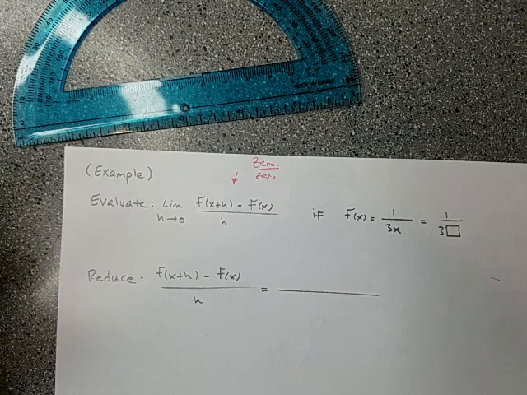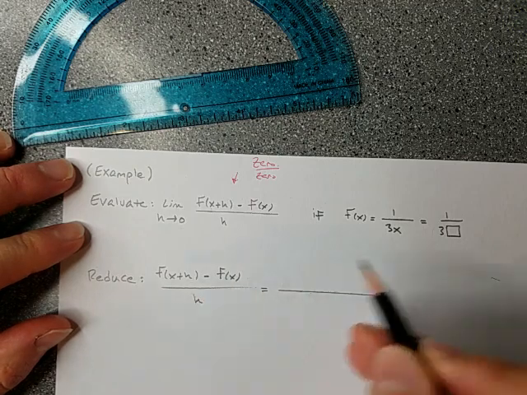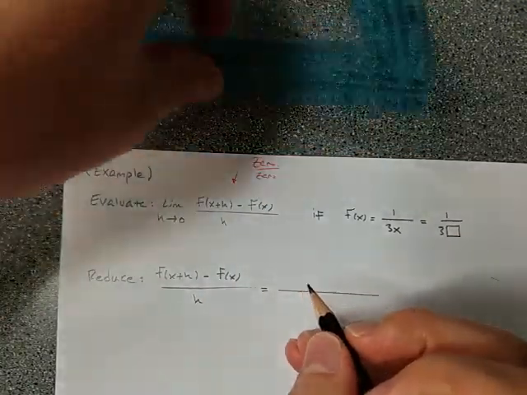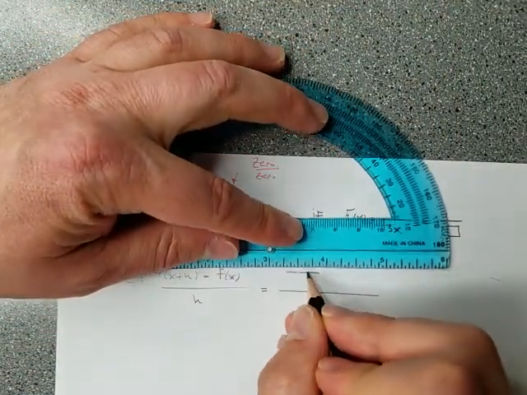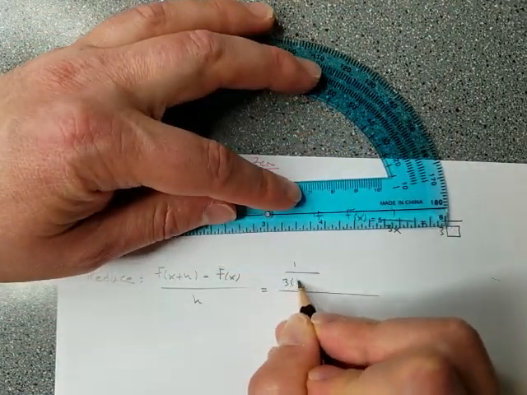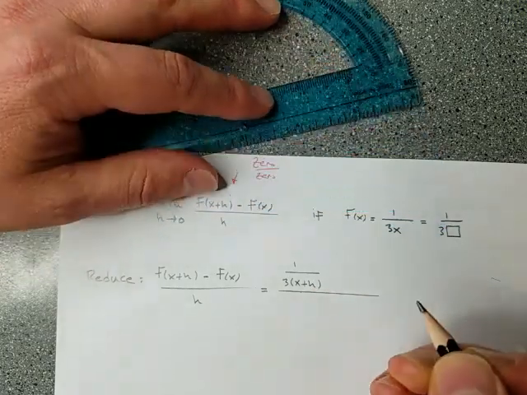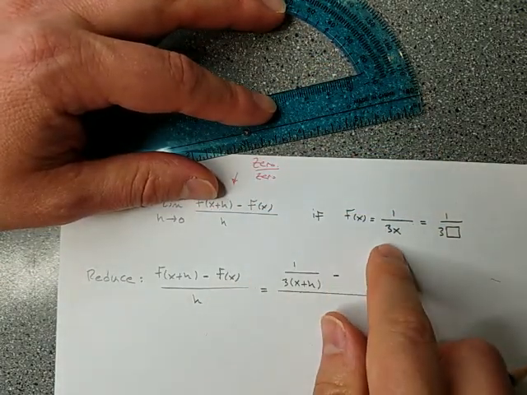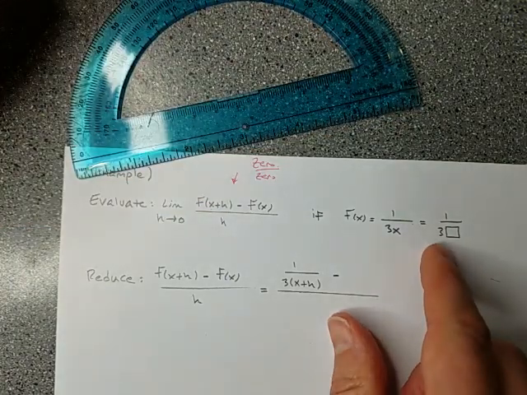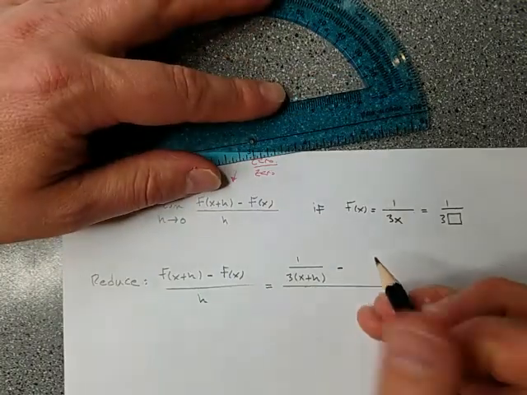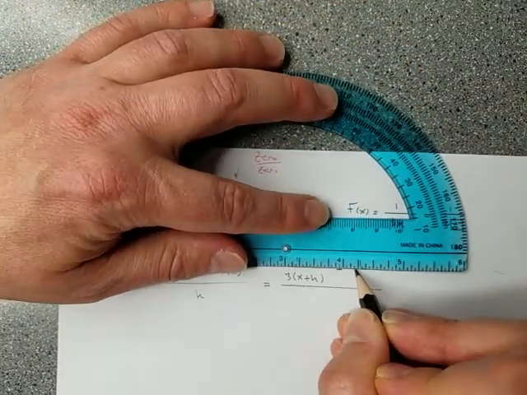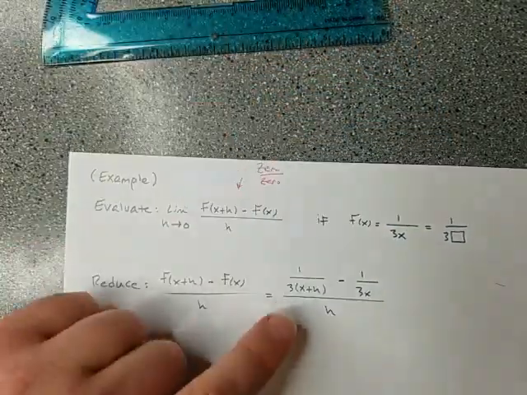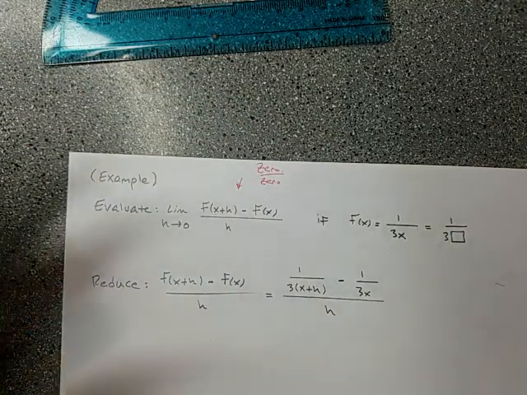All right? So if I say f of x plus h, the x plus h is going in there. So that's going to be 1 over 3 times the quantity x plus h, all right? And then it says minus f of x. Well, f of x is right there. That's what you get if you put x in to the input, all right? So that's 1 over 3x and over h.